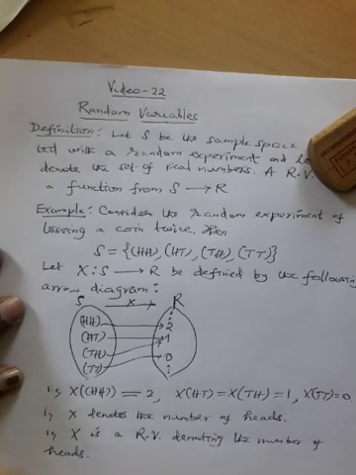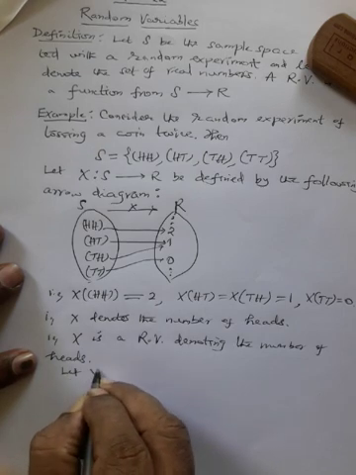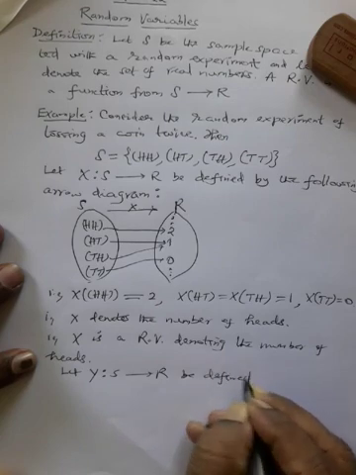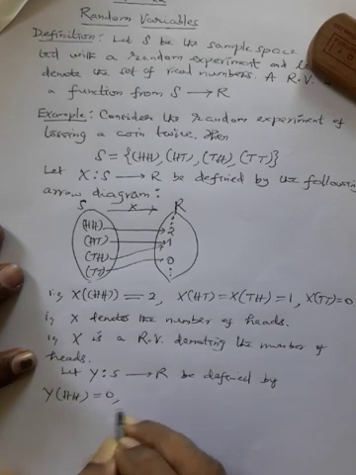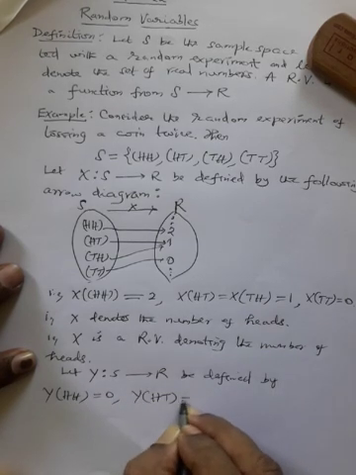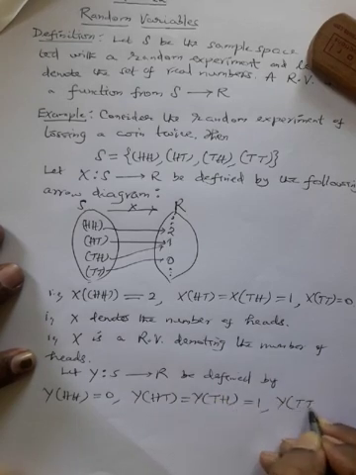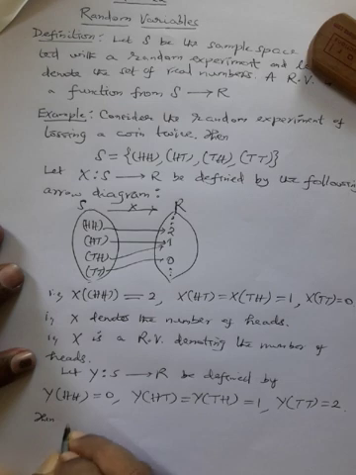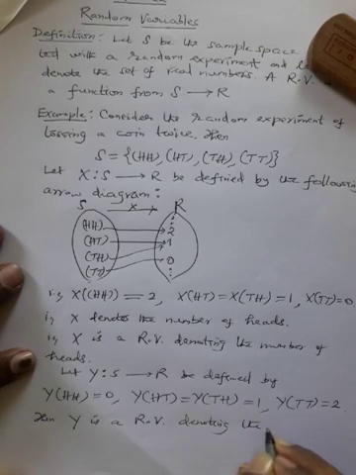We can define many functions from S to R. Let Y from S to R be defined by Y of HH is equal to 0, Y of HT is equal to Y of TH is equal to 1, and Y of TT is equal to 2. Then Y is a random variable denoting the number of tails.